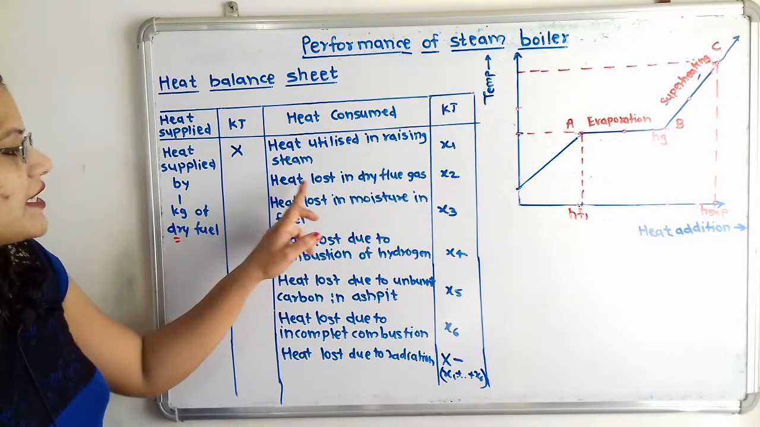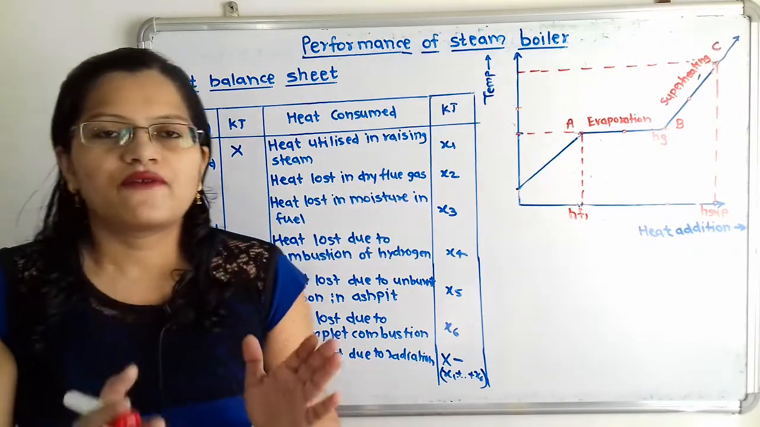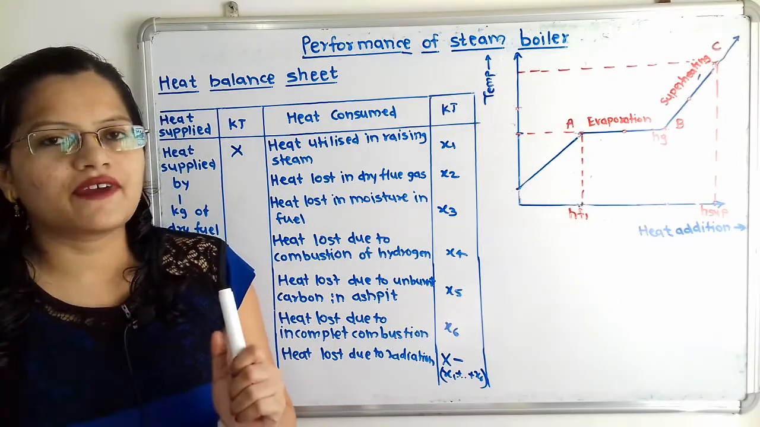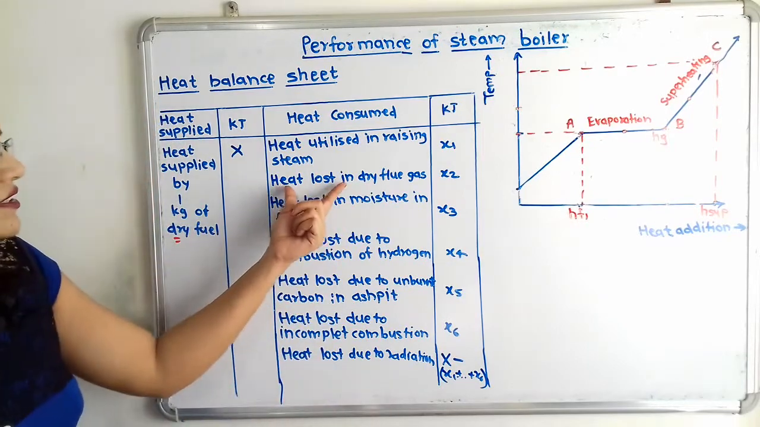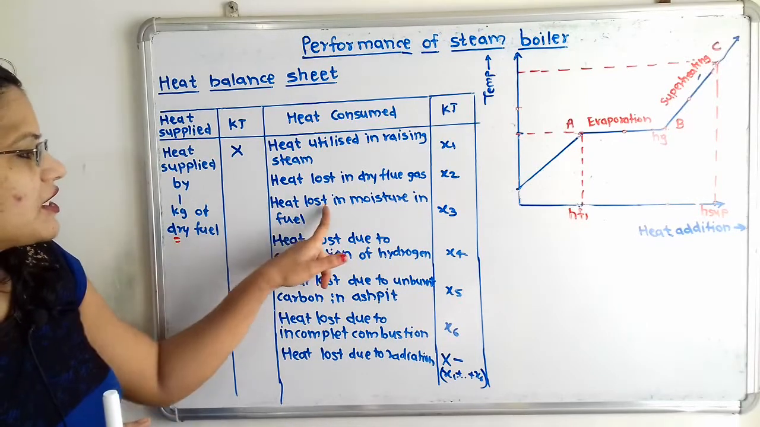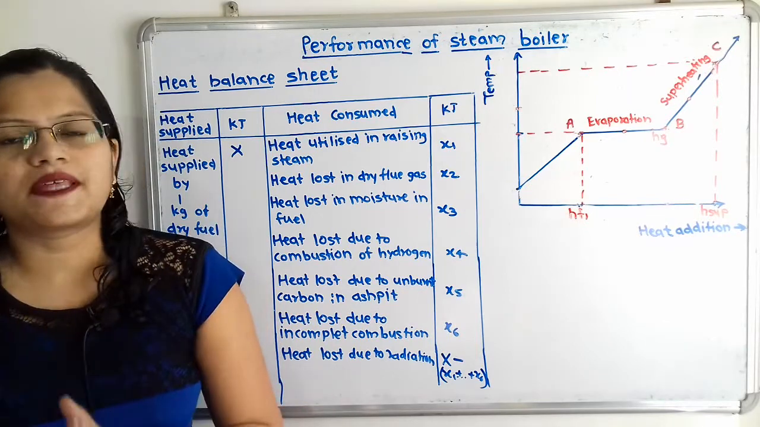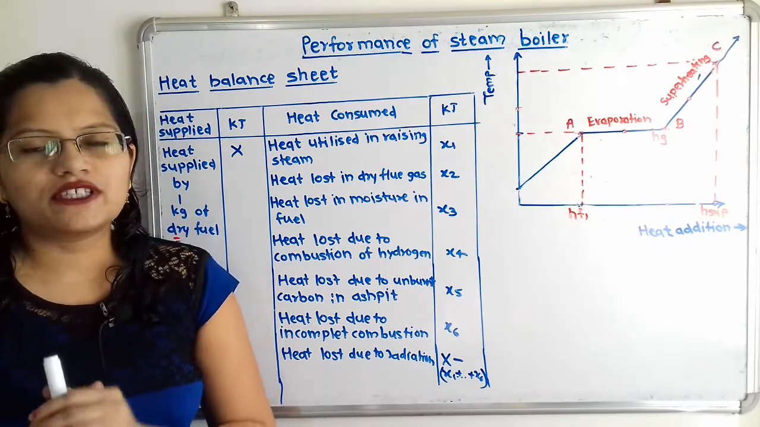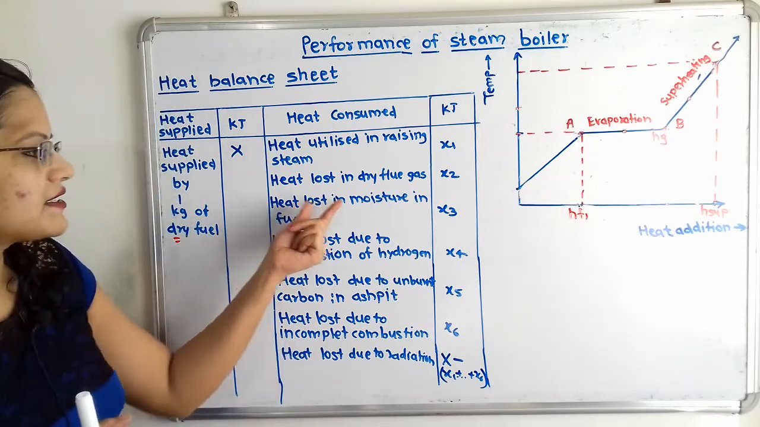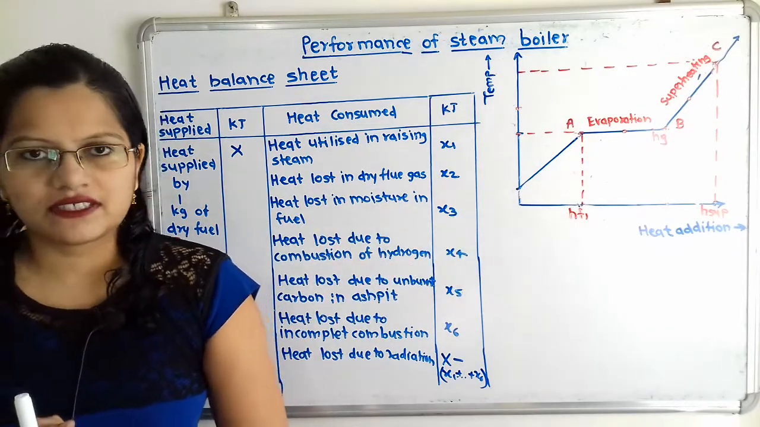Then second is heat lost in dry flue gas. So after the combustion, flue gas is getting generated and some heat is carried away with the flue gas, and we have to consider the heat lost in dry flue gas. Third parameter is heat lost in moisture in fuel. So when moisture is present in fuel, that moisture is getting converted into water vapors and some heat is getting lost with the moisture in the fuel, and we will say this parameter is X3.